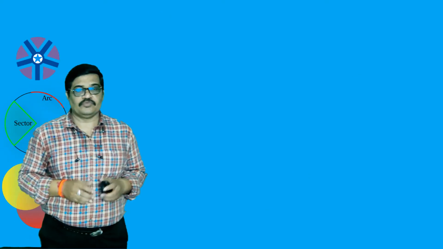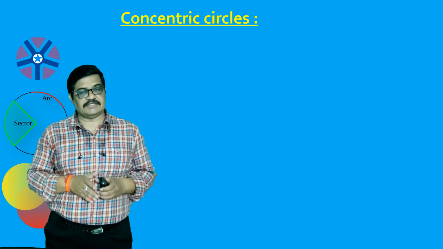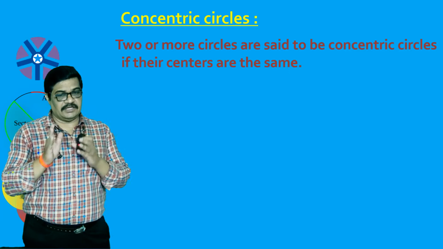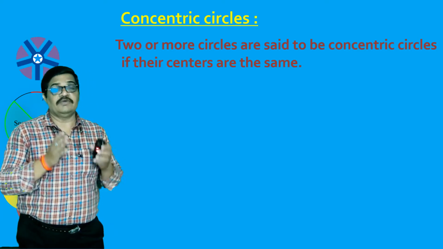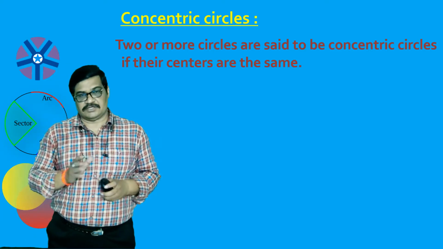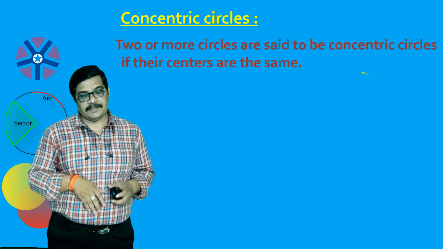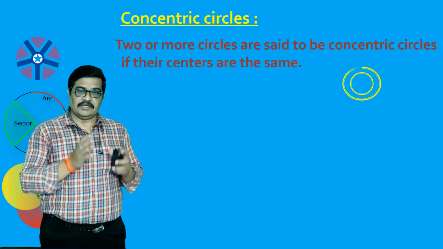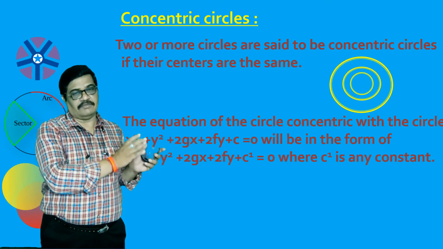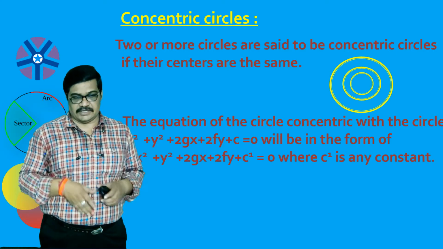Next, concentric circles. What are concentric circles? Two or more circles are said to be concentric circles if their centers are the same. Two or more circles having the same center are called concentric circles. See the diagram: this is one circle, this is another circle, and another circle. These three circles have the same center, so these circles are concentric circles.